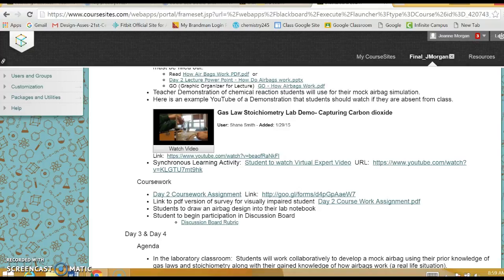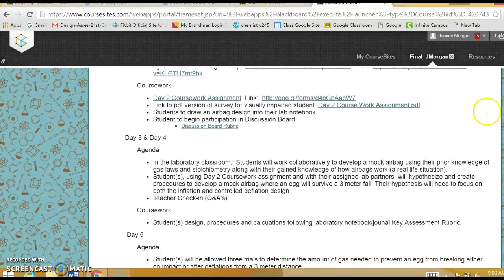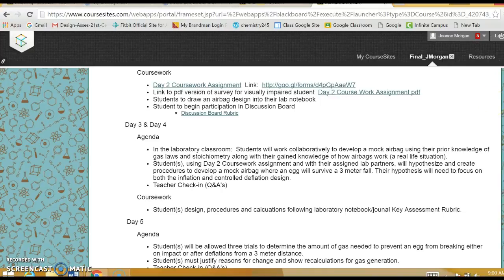It also is basically on the affective approach, where kids get to voice their opinions and feel like they have some say-so, buy in, and take some ownership of what they're learning. And day 3 and 4 is where they will start developing. They'll be working collaboratively together on an airbag design, and they'll be assigned lab partners, and they're going to hypothesize and create and go through calculations using their gas laws, and so on and so forth.